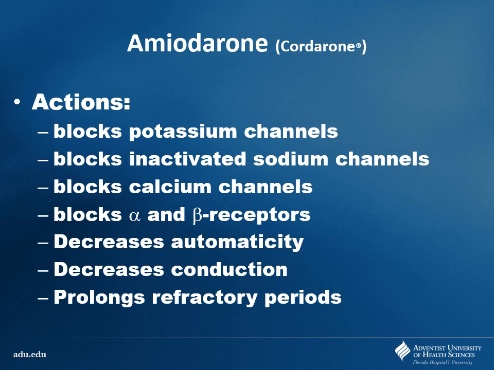Anyway, so the other activities this is going to have, it's going to block those potassium channels. That's the main mechanism here. It's going to also have a little bit of activity in inactivated sodium channels, a little bit of calcium channel blockade, a little bit of blocking alpha and beta receptors. So you're going to find there's some ancillary effects here. You're going to see there's a little bit of bradycardia associated with it, some hypotension associated with it, especially when the doses get a little too high. But the big thing here is going to be decreasing the automaticity, decreasing conduction there, and it can help to prolong that refractory period. This is why we like it. This is why it's going to have most of its activity as an antiarrhythmic.